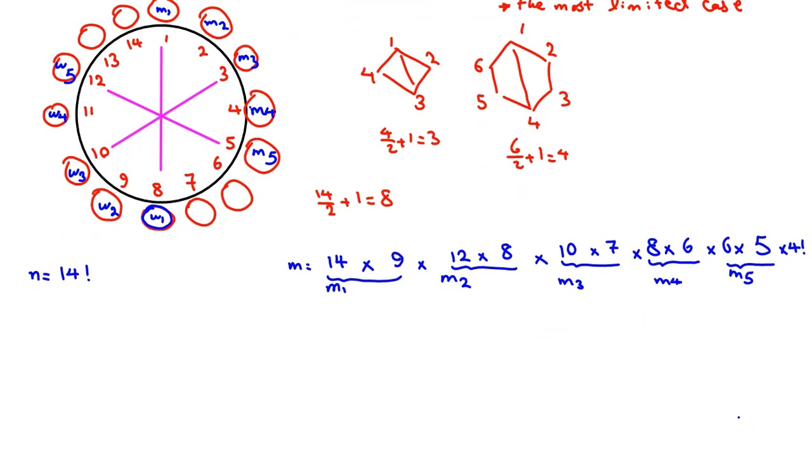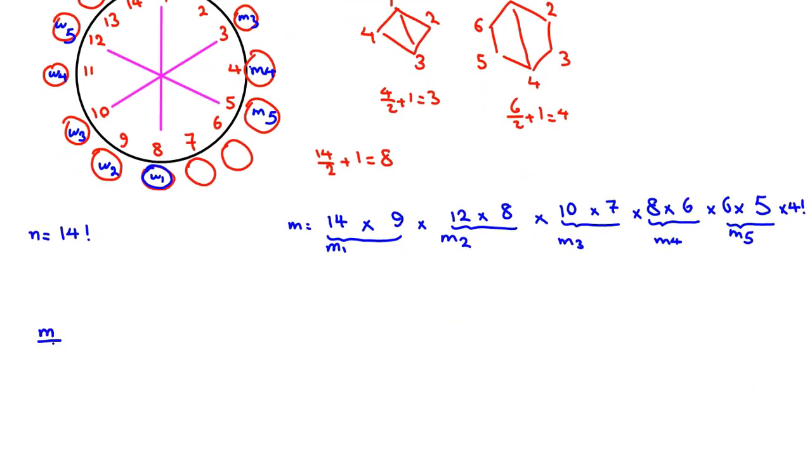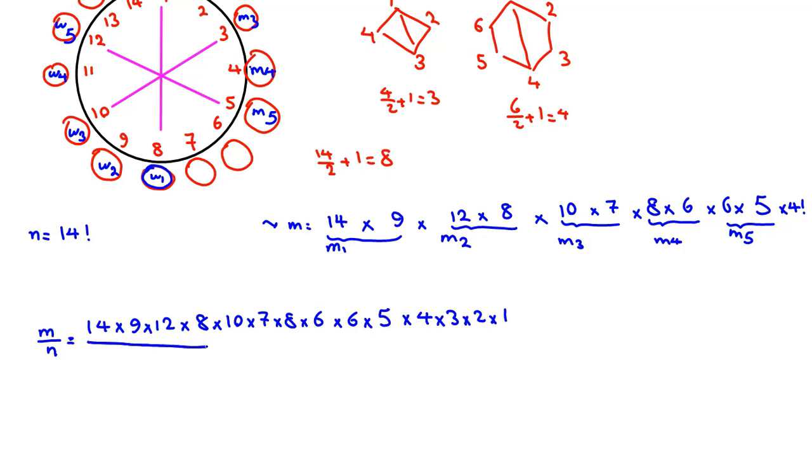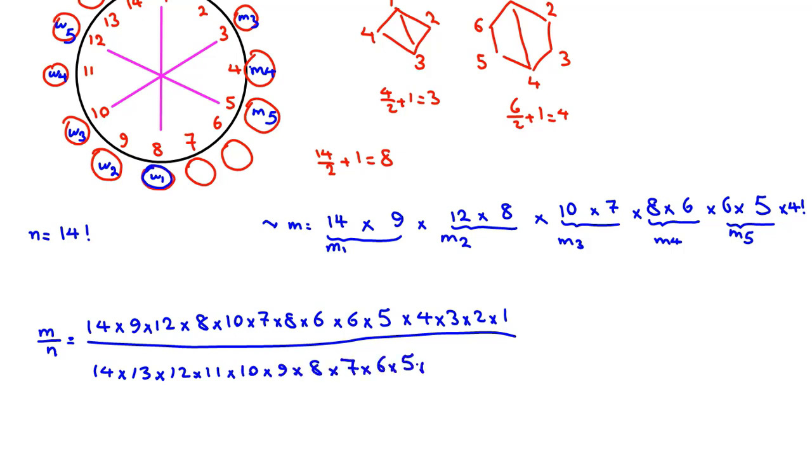It is M. Now the problem says calculate M over N. So if you calculate M over N, it is 14 times 9 times 12 times 8 times 10 times 7 times 8 times 6 times 6 times 5 times 4 factorial. We write 4, 3, 2, 1. Now we divide this by 14 factorial, which is 14 times 13 times 12 times 11 times 10 times 9 times 8 times 7 times 6 times 5 times 4 times 3 times 2 times 1.